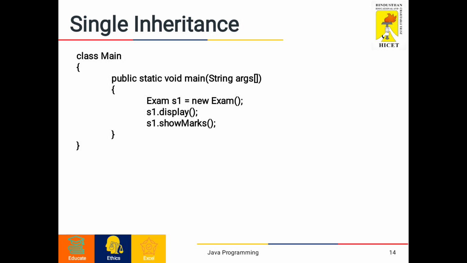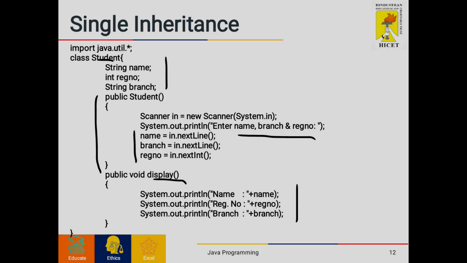So see here, in the main method, we are creating an object. We have created an object for Exam, which is the derived class. S1 is an object. With the S1 object, we have called both the methods, display and show marks. Display is a base class method.